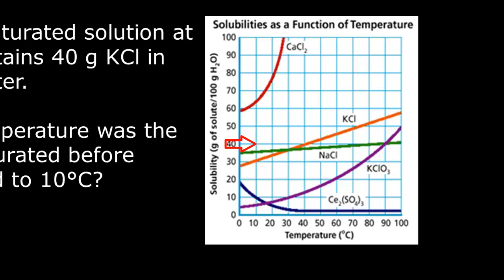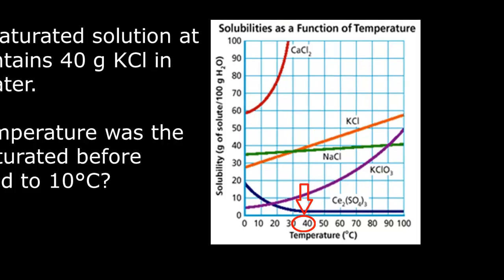So we need to find out where on the line that 40 grams of KCl can dissolve. So we move this 40 grams all the way until we hit the KCl line, and then we go down and see what temperature that's at, and it is 40 degrees. So we had to heat the solution up to 40 degrees, dissolve 40 grams, and then cool it down to 10.